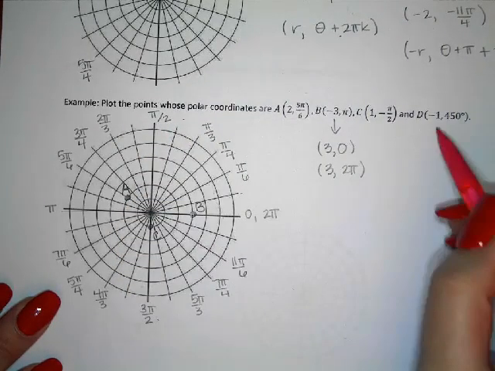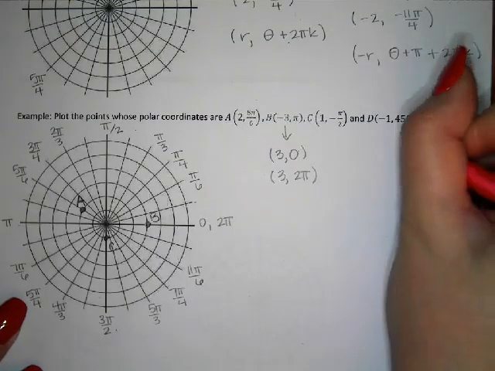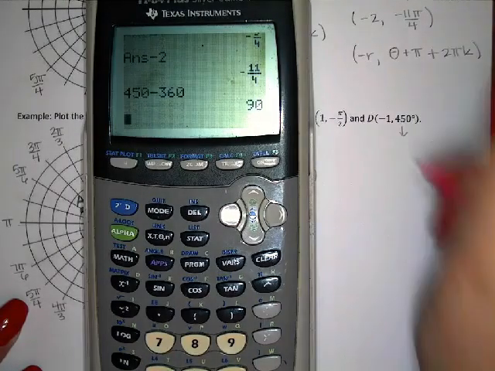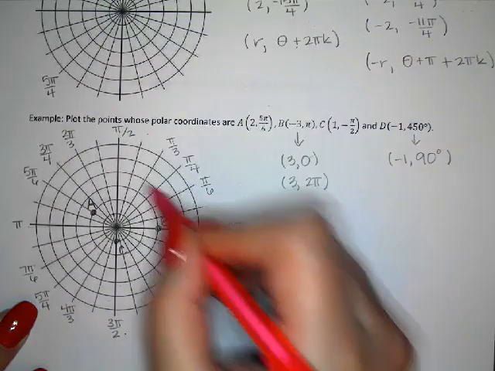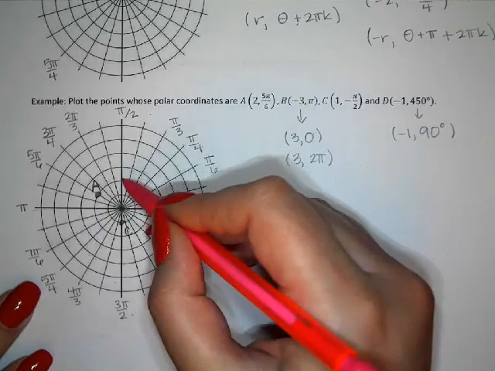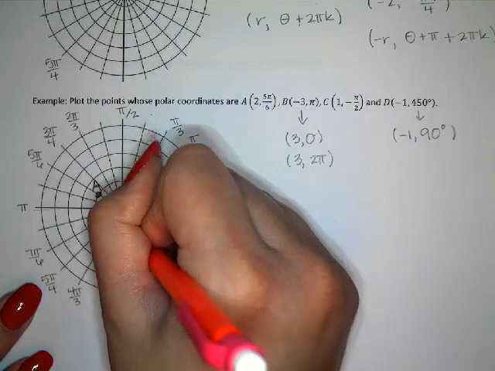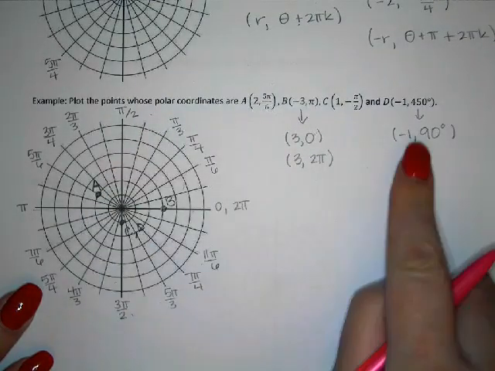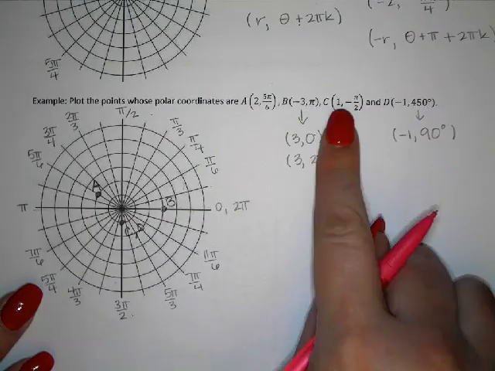Point D is -1 and 450 degrees. So what I'm going to do real quick is see what 450 degrees is coterminal with. That's 90 degrees. So -1 and 90 degrees. Now I'm going to find 90 degrees. 90 degrees is up here, and I'm going to count a radius of -1. So down 1. So point C and point D are actually the same. They're just two different ways of writing the same thing, in radians and in degrees, using a positive radius and using a negative radius.